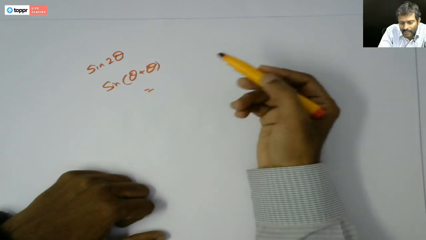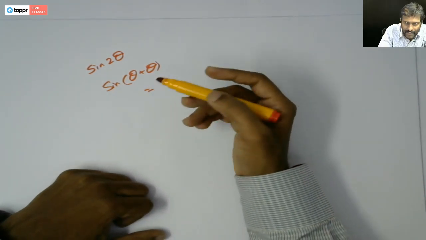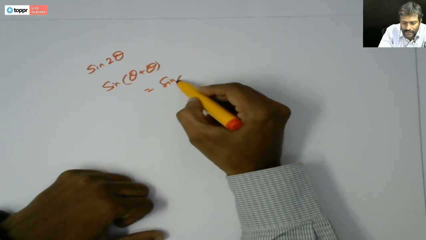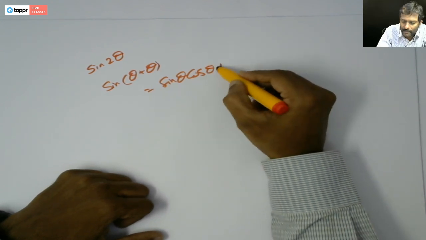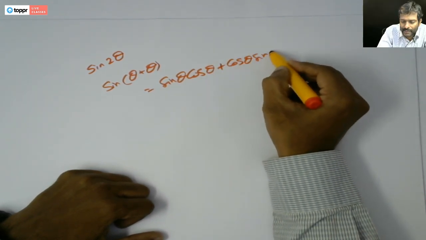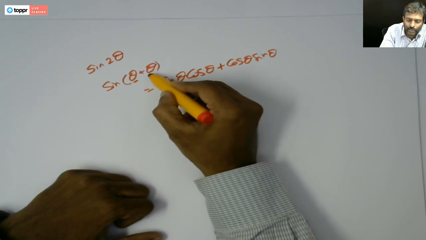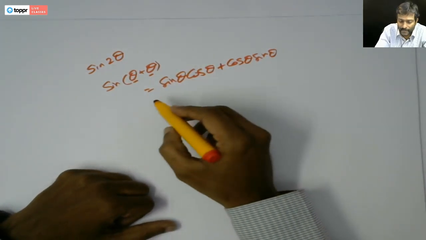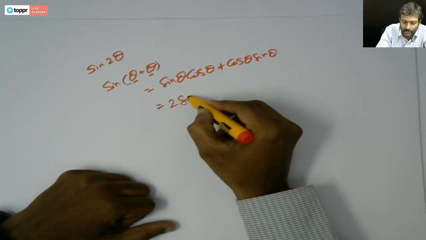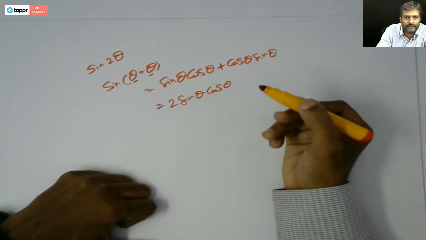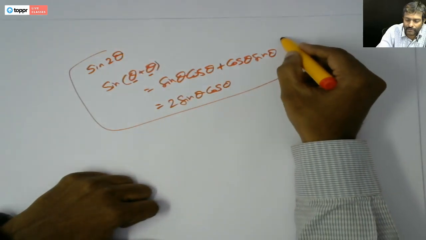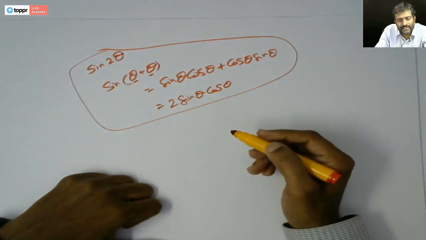This is nothing but, if you remember the previous formula, sine A cos B plus cos A sine B, you can use sine theta cos theta plus cos theta sine theta, because the angle in both the cases here is theta, so there is no difference. So you can simply write it as 2 sine theta cos theta. This is how you get sine 2 theta is 2 sine theta cos theta.